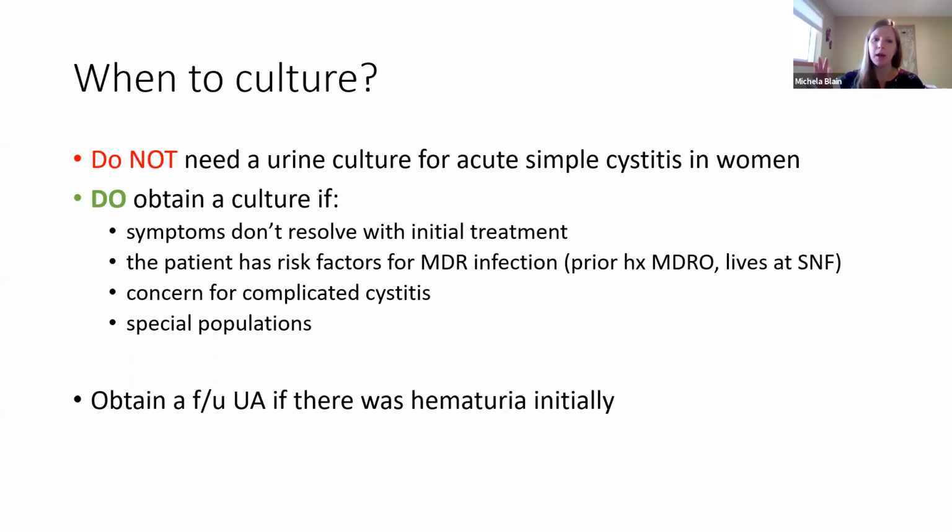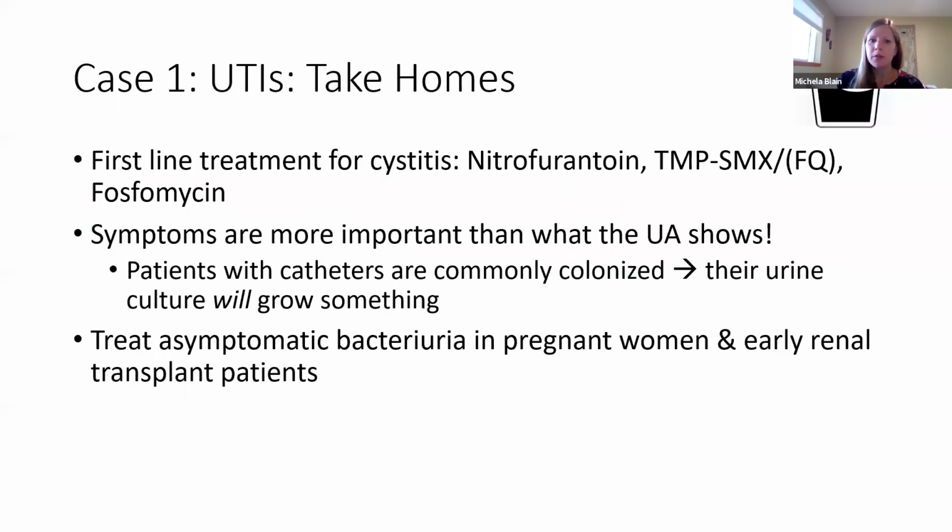And then the only follow-up urinalysis I would get in normal cystitis is for folks who have hematuria. You want to make sure that clears, so I would get a follow-up urinalysis for those folks. So, take-home points for UTIs. First-line treatment for cystitis, I would go nitrofurantoin first, then trim-sulfa, consider a fluoroquinolone like ciprofloxacin as number 2, and then fosfomycin as number 3.